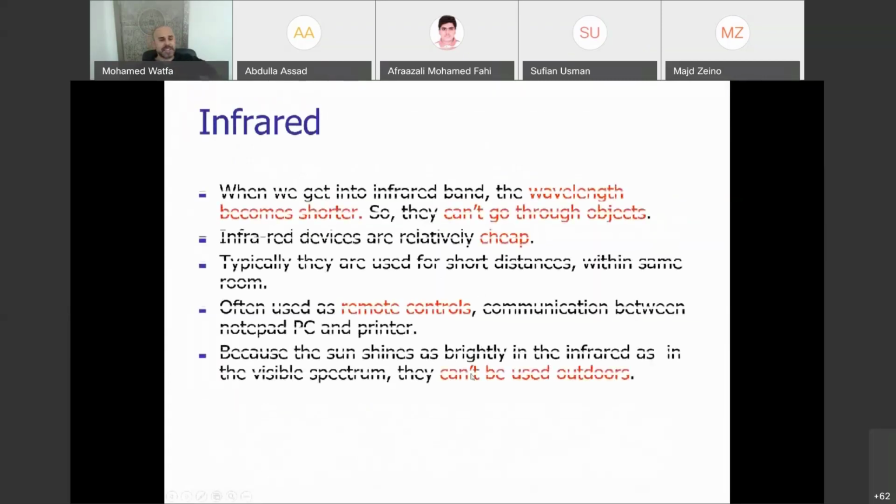Okay, infrared, it's line of sight. The wavelength becomes shorter because the frequency becomes higher. You have high frequency, hence very short wavelength. Very short wavelength means I cannot go through obstacles, right? So they're relatively cheap.